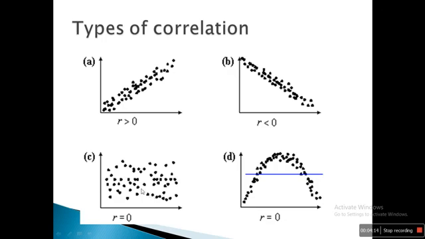The third one is the diagram where the value of R is 0. R is 0 means that there is no relationship between two variables, which means the value of one variable does not affect the value of the other variable. For example, you can take an example like an increase in temperature decreases the usage of woolens.